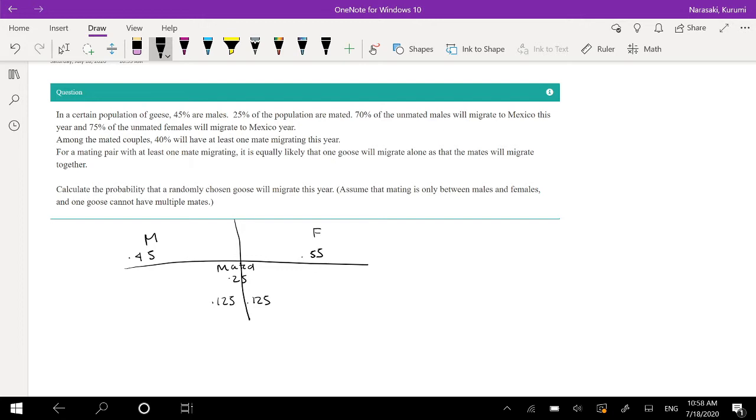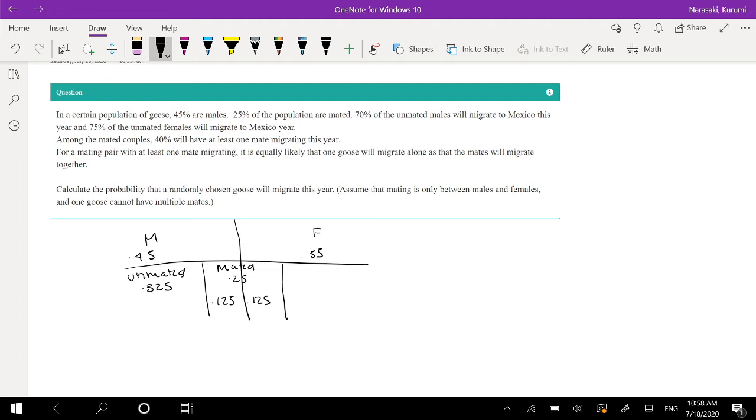For a mating pair, a male goose can only mate with a female goose. That means how many percent of the male are not mated? Okay, well, 0.45 minus 0.125, right? So that's 0.325 unmated males.